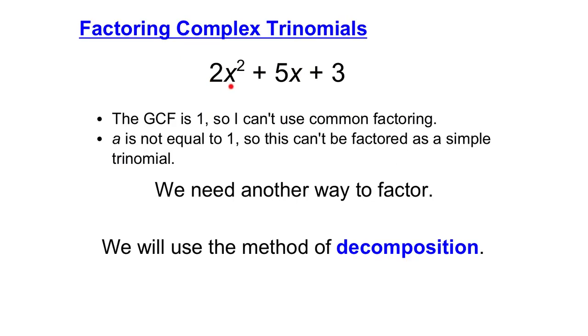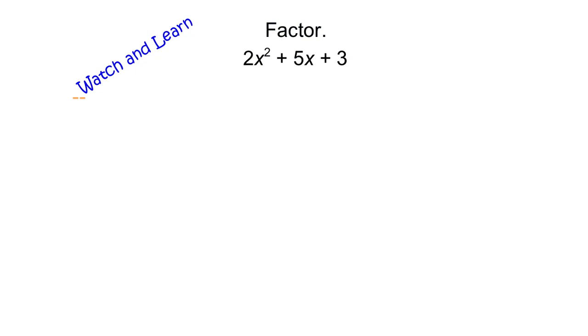We have the expression 2x squared plus 5x plus 3. If I find the greatest common factor, it's just 1. So that means I can't do common factoring. And this number here, the a value, is not 1, so I can't factor this as a simple trinomial. This is what we call a complex trinomial, and we need another way of factoring different than simple trinomials in order to do this. The method we're going to use is called the method of decomposition, so I'll explain what that is. So watch how I do this.